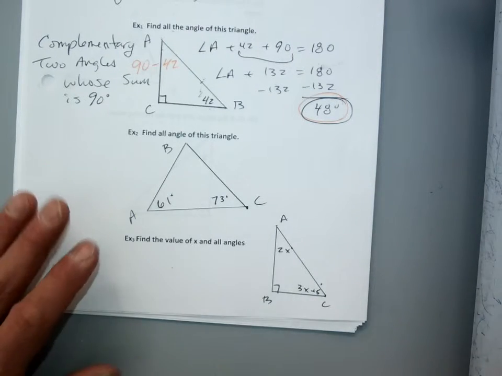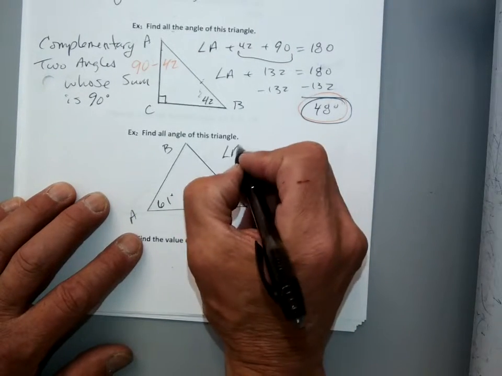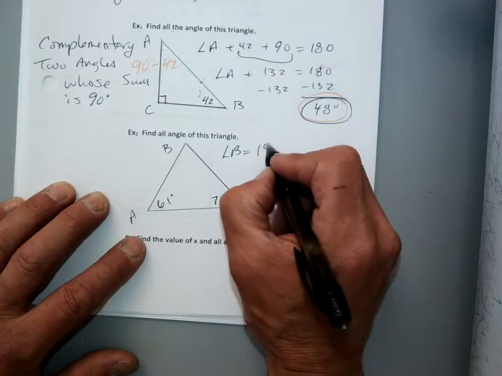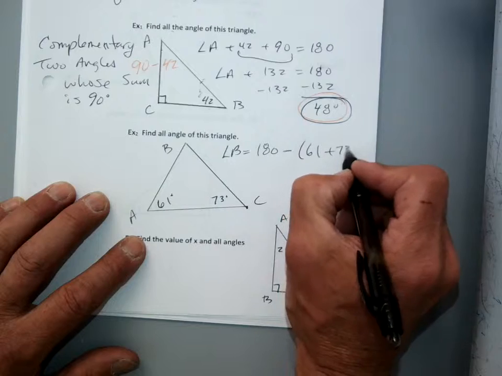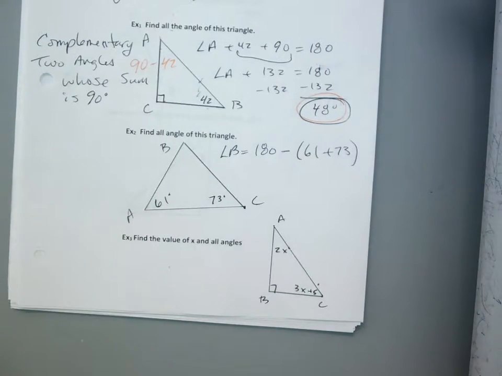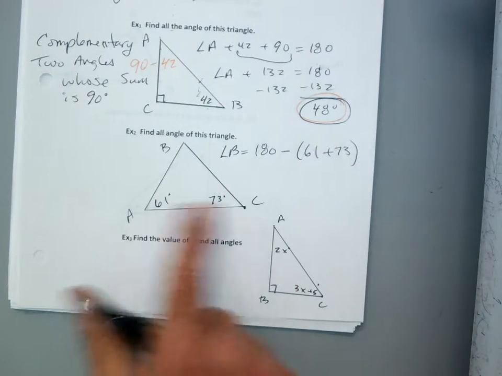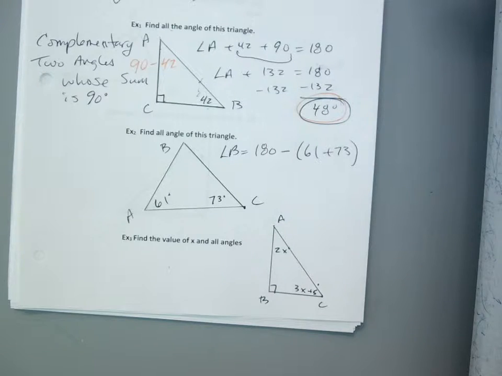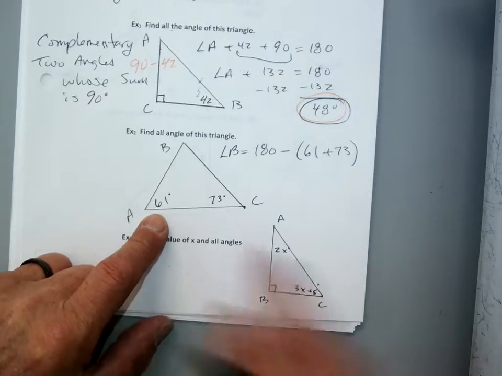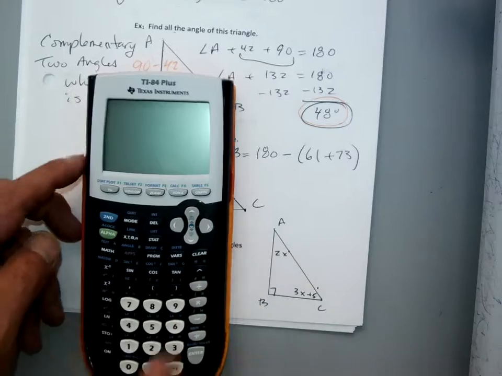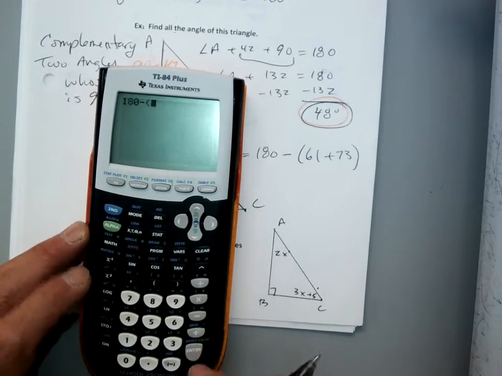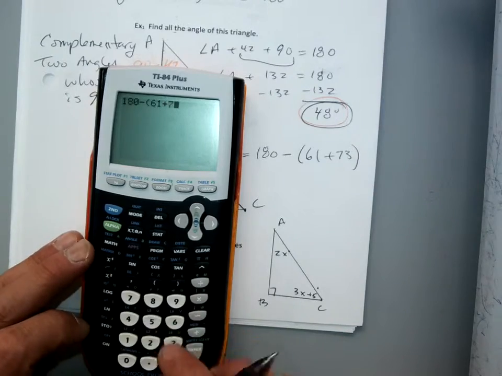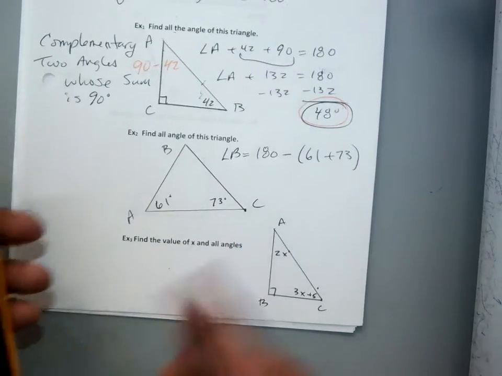Now, example 2, we're going to have to add them up, right? Subtract from 180. So I know that angle B is equal to 180 degrees minus the sum of these two, 61 plus 73, right? That's the fast way. I'll add these two up and subtract from 180. Even on my calculator, I can make it super easy: 180 minus parentheses, 61 plus 73, and I get an answer of 46.